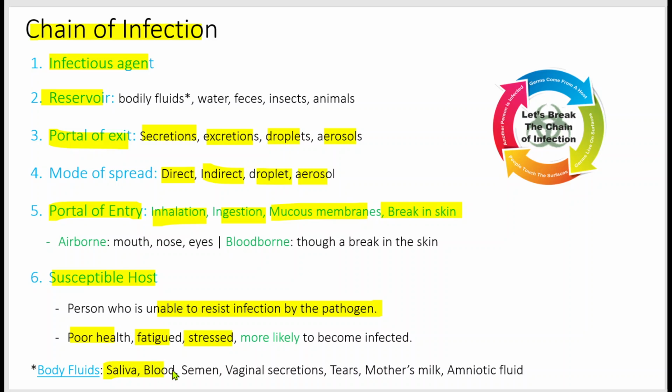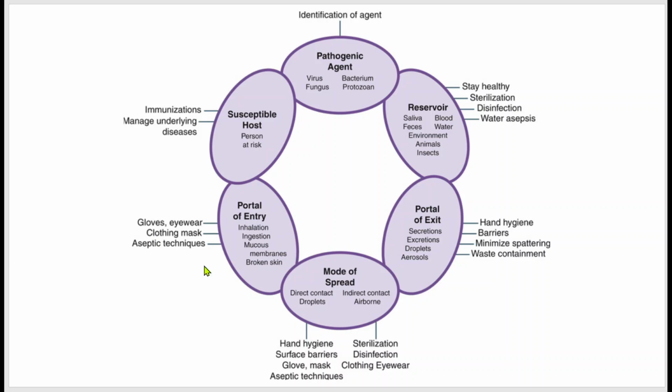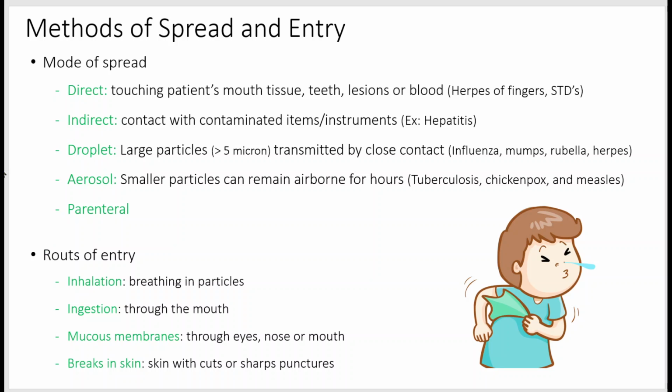These are the bodily fluids, or samples of the bodily fluids. So you have to know these. So this is the chain, and again you can see what each one means. You don't need to memorize this. This is just for reference, but I think it provides a good overview. And these are the ways that we can break each one of these links in the chain. And if we break any one of them, we can stop the spread of infection.